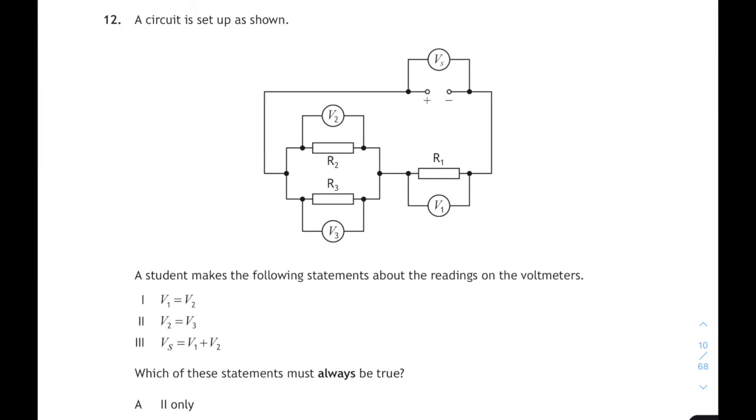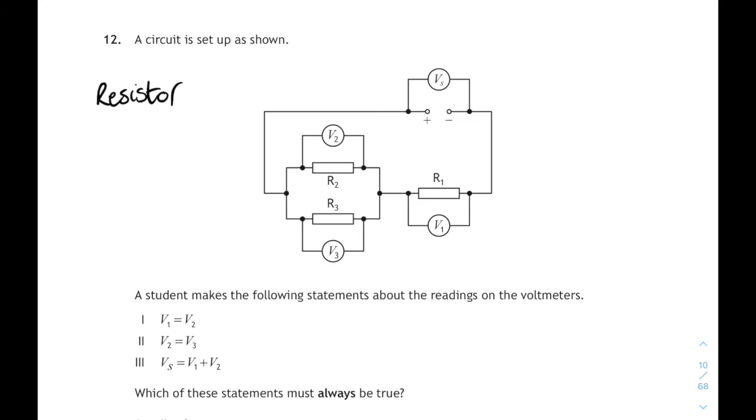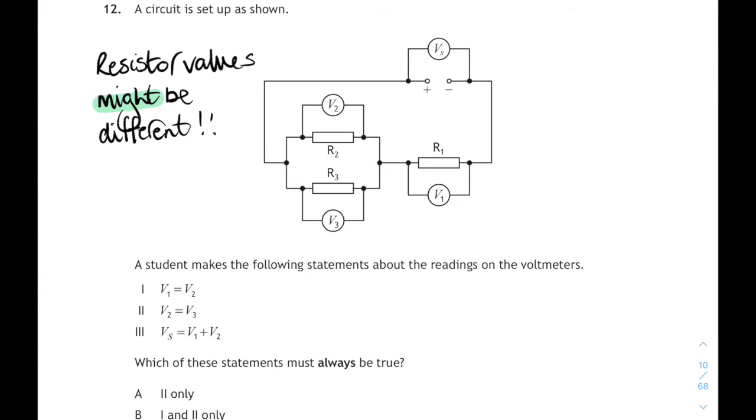Question 12. It's a mixed series and parallel circuit, and a student makes the following statements about the readings on the meters. And we have to figure out which of these statements must always be true. Well, we don't know what the resistor values are. These resistors could be anything we want. So for these statements to always be true, bearing in mind the resistors might be different, will V1 always equal V2? Well, no, it might not. Not if the resistors are different, it won't.